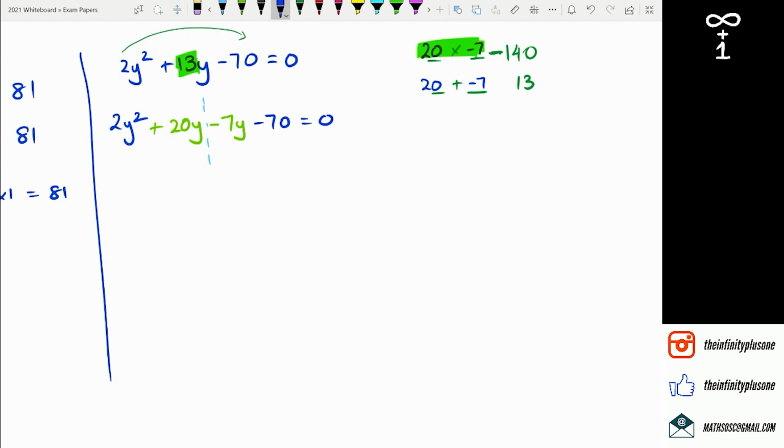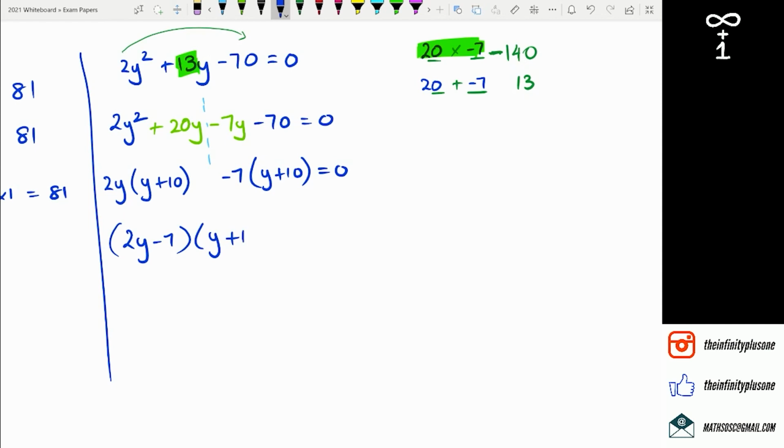So at this point, I'm going to split them up into two parts. My first part is going to have 2y, bracket y plus 10. And in my second part, I'm going to take minus 7 as a common factor, which gives me y plus 10 as well. Now I can bring in the (2y minus 7)(y plus 10) equals 0. Just to reiterate, the 2y goes here, and the negative 7 pops down here. So we've got two brackets that equal 0. So we can say 2y minus 7 equals 0, or y plus 10 equals 0.